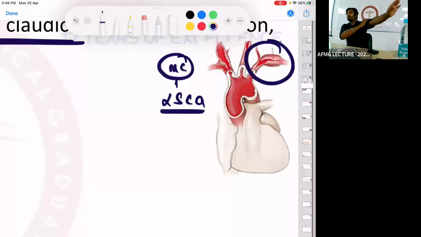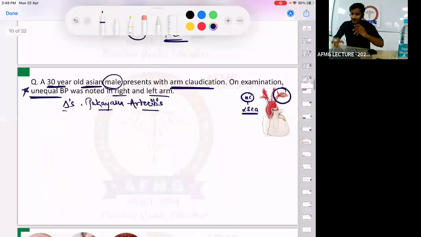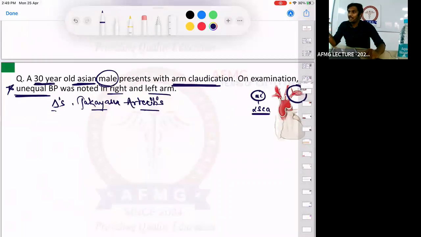Here the lumen of the left subclavian artery would be narrow. Therefore, the blood supply to the left arm would be decreased, and the blood pressure in the left arm would be low. Blood pressure in the right arm would be high. So unequal blood pressure in the right and left arm would be seen. Remember, that is the most common. Other vessels, the branches of the arch of aorta, can also be affected. It can be the right subclavian artery also, but the most common is definitely the left subclavian artery. The most common complaint would usually be arm claudication, pain on writing or on using the hand.